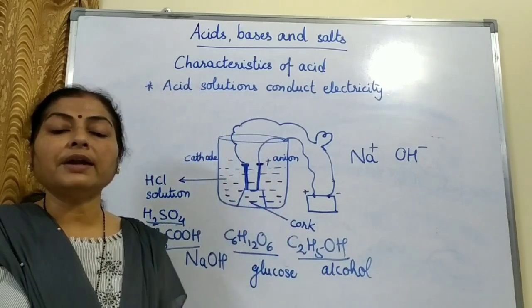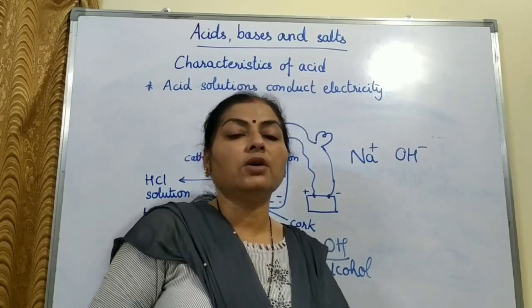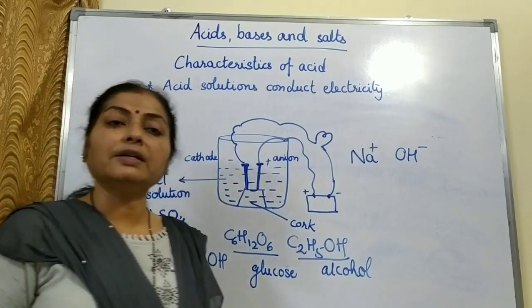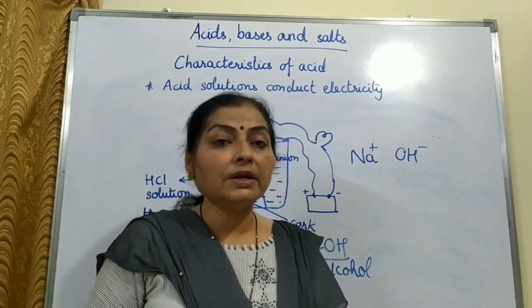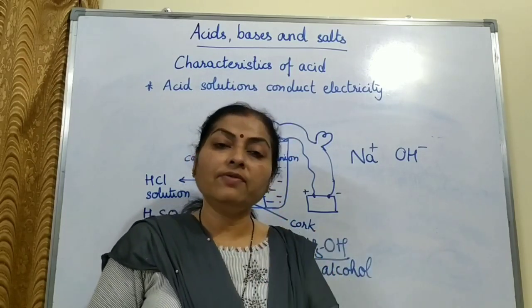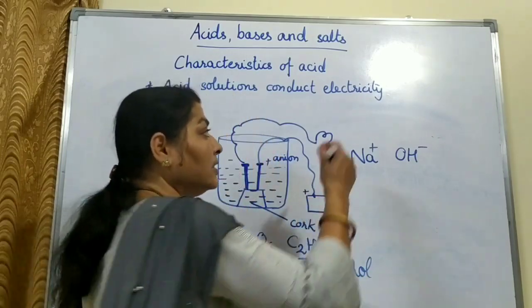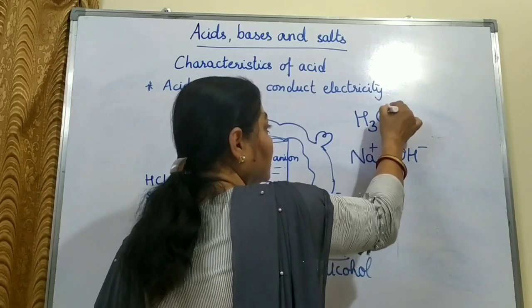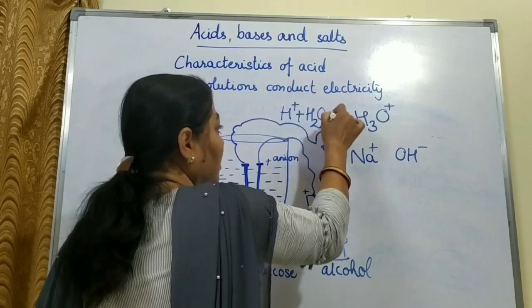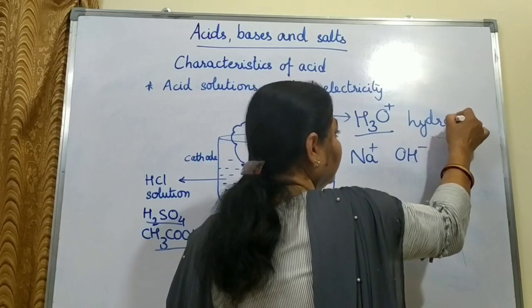Then one more characteristic of acid is the formation of hydronium ion. Earlier we saw that when H plus is forming in aqueous solution, H plus is nothing but a proton, and a proton cannot exist independently. It will immediately combine with a water molecule and form H3O plus ion. H3O plus ion is formed when H plus combines with water. We will call this ion hydronium ion.